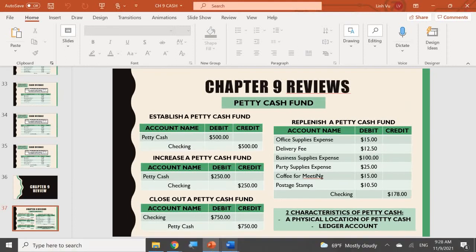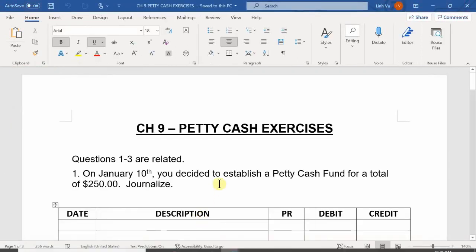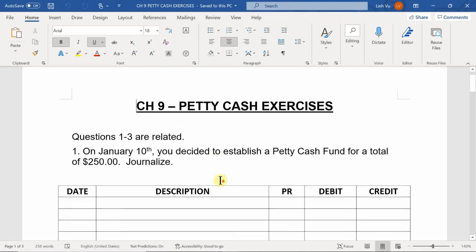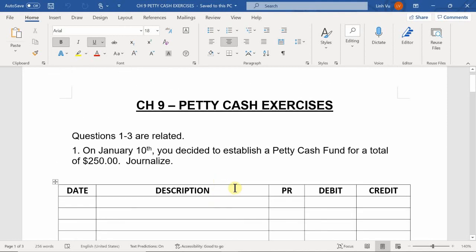All right. Okay, so let's go ahead and go over exercise chapter 9 here for the petty cash exercises. Questions 1 through 3 are related. Number 1 says on January 10, you decided to establish a petty cash fund for a total of $250. Journalize.